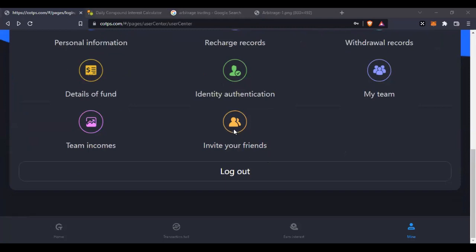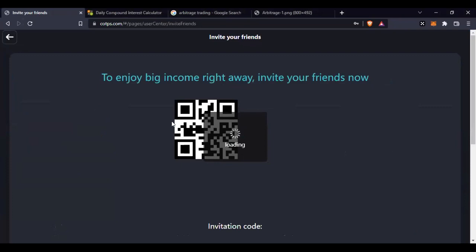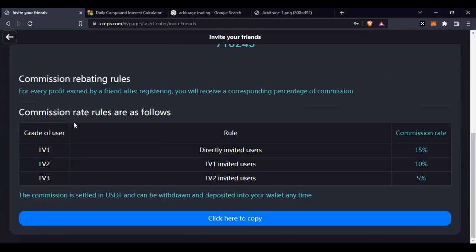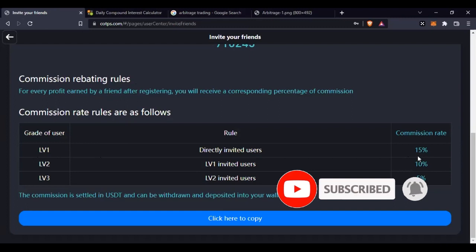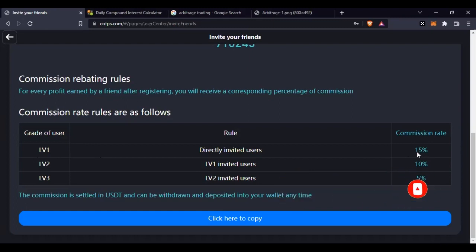Once I come in here to invite your friends, okay? This is how it works. So the commission, as you can see here, the commission you make is for the people you'll be referring directly, okay? They are your level one people. Anybody you refer directly, that person is under your level one. Okay, and then you'll be getting 15% of the profit they are making. It's only when they make profit you will get. So if the person is making $100 every day, it means that you'll be getting 15% of that $100 every day. All right?